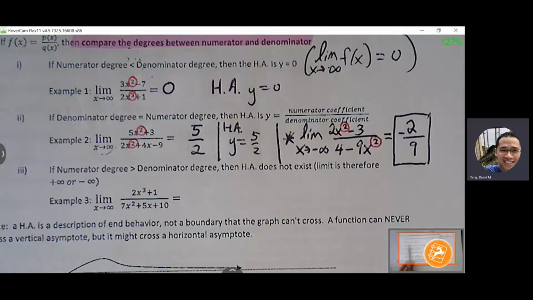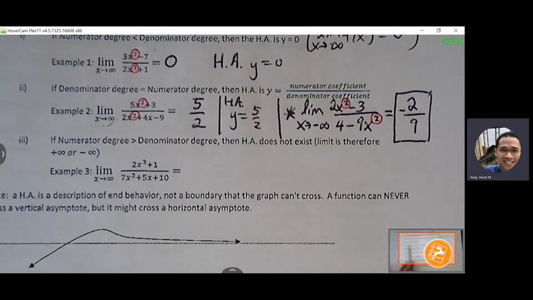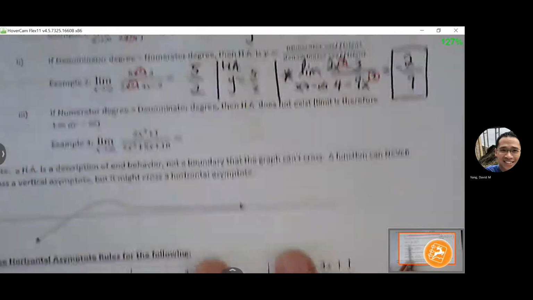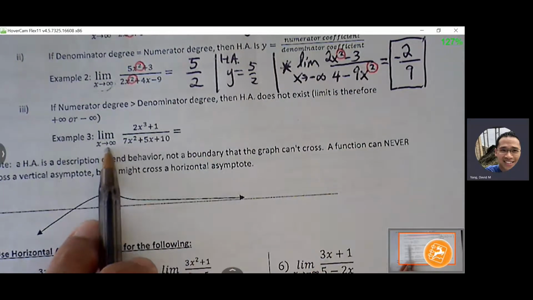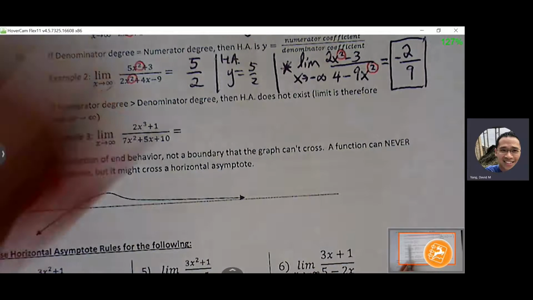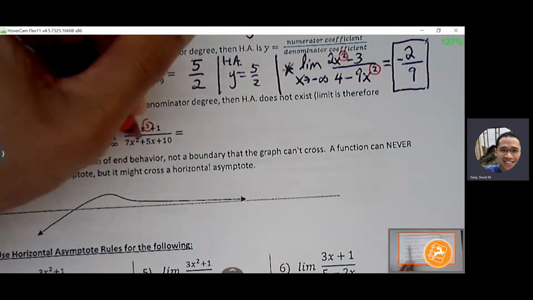Okay, third scenario. If the numerator degree is greater than the denominator degree, then horizontal asymptote does not exist, which means that the limit is either positive infinity or negative infinity, right? The graph is not going to flatten out. It's either rising up without bound or it's going down without bound. Okay, so we see infinity here. We know we got to compare degrees. Numerator degree is 3, denominator is 2.